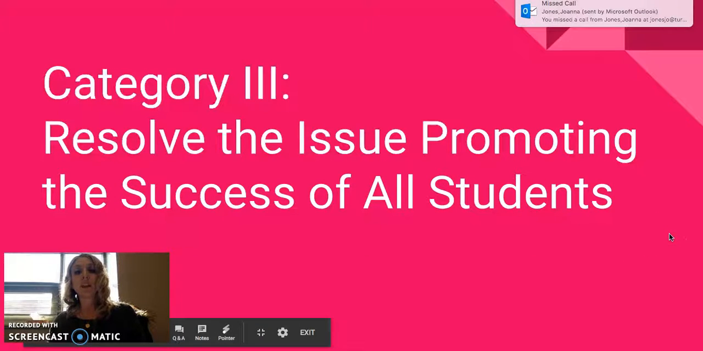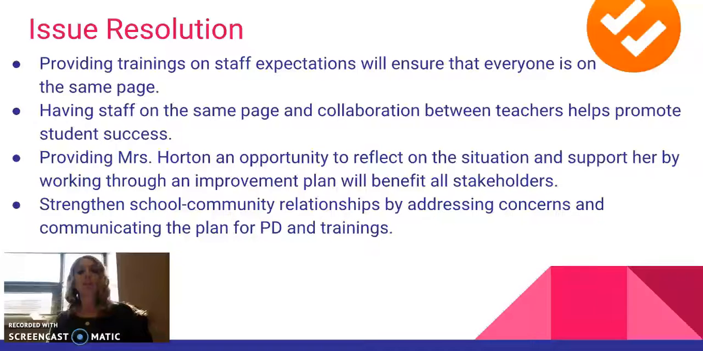Category 3, resolve the issue to promote the success for all students. So by providing training for staff, I think we need to go over what staff expectations are, and also how to talk about how your personal life can affect your professional life. I think that will help ensure that everyone is on the same page, everyone understands what the expectations are. And if you can do that, then I think that will strengthen collaboration between teachers, which ultimately will help promote student success.